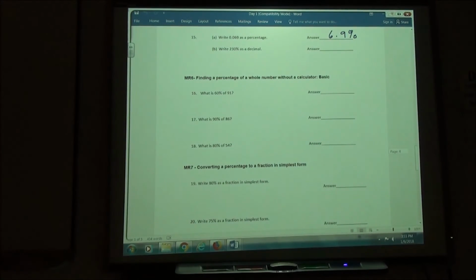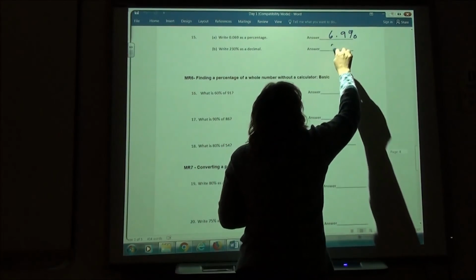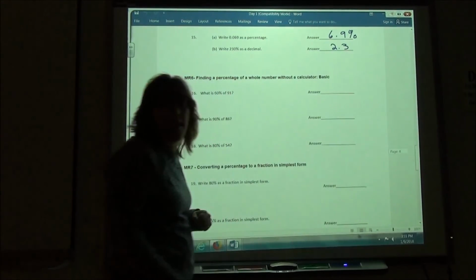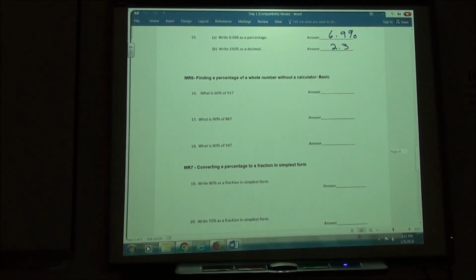And if I have 230% and I write it as a decimal, I end up with 2.30, or you can just drop the 0. 2.3 would be best form since we don't really need the 0 at the end. If I divide by 100, moved it back 2 places.